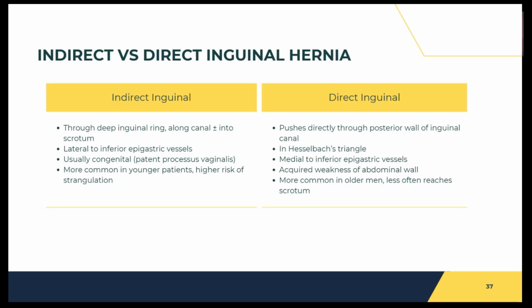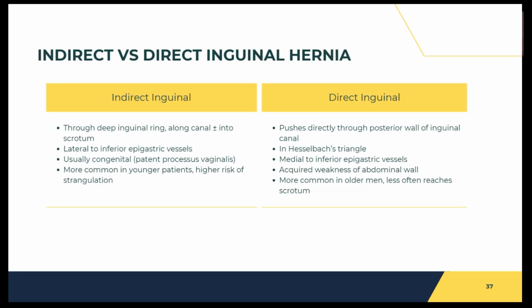For direct hernias, the hernia pushes directly through the wall and not via the deep ring. So it occurs within Hesselbach's triangle, which has a few borders: medially, the lateral border of the rectus abdominis; laterally, the inferior epigastric vessels; and inferiorly, the inguinal ligament. The hernia passes medial to the inferior epigastric vessels, whereas in the indirect it passes lateral. The cause is acquired weakness of the abdominal wall.